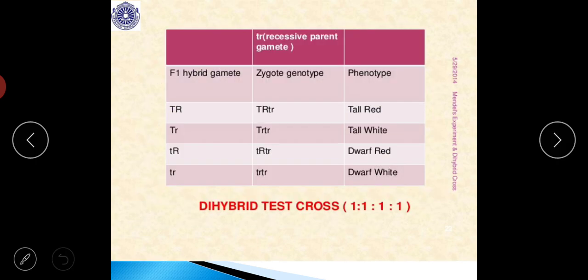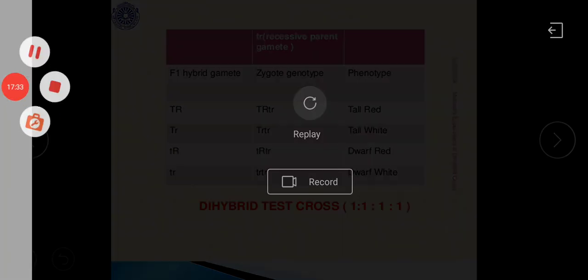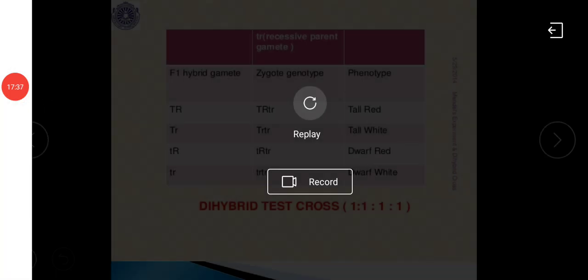So this is a picture showing a dihybrid test cross wherein it has produced the predicted ratio of 1:1:1:1. So with this, I have come to the end of these dihybrid cross experiments. Let us stop at this level and continue in the next class.